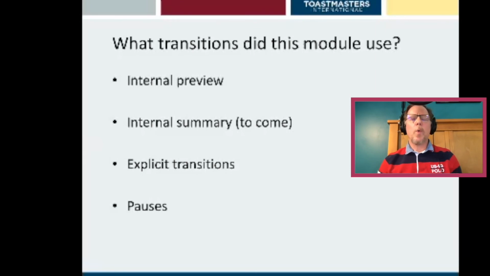So, as an example, what transitions did this speech use? We had an internal preview. At the beginning, I gave you a little preview of what we're going to talk about. We had an internal summary where I showed that little diagram of the entire structure. When we moved from the first section where we're talking about speech elements, and in fact, I had a note beside my computer to say, now that we talked about speech elements, let's talk about speech structure. And so that's the internal summary. We've got a couple of external or explicit transitions where I said, we've done this, now we're on to this. And lastly, hopefully, I've had a few pauses.